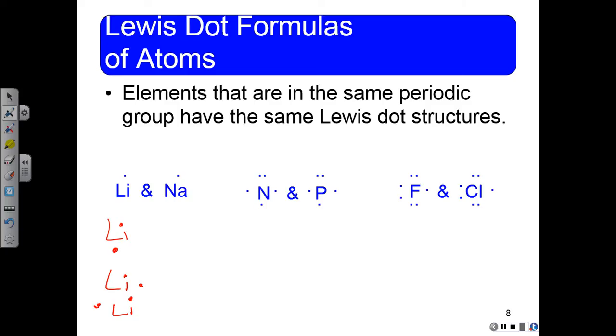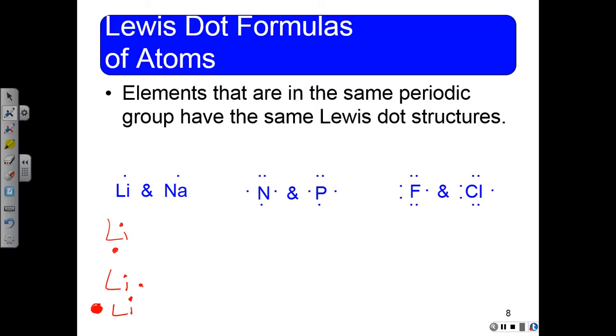None of those are wrong. You just have one electron around. When you write that element symbol, that represents all of the other electrons, the core electrons. So when you write lithium, that means all other electrons besides your valence, and then you show the valence.